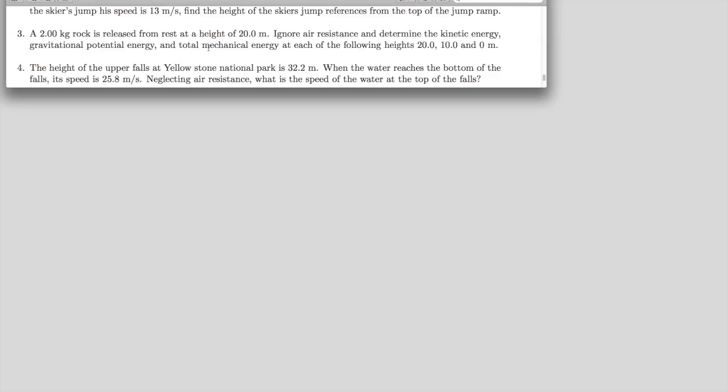I should warn you, you may hear some background noise in this one. My dog has her bone. So we'll try to work through it. Hopefully it won't be too distracting.